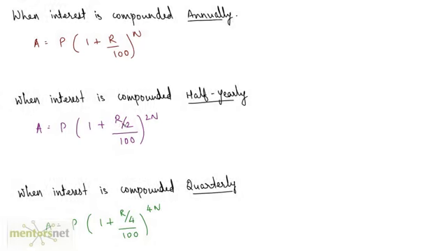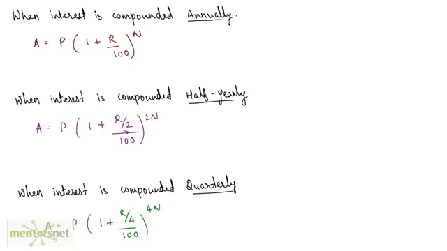Let us now look at some subtle differences in the formula of compound interest based on whether it is compounded annually, half-yearly, or quarterly. Now you know this formula. When the interest is compounded annually, the amount is equal to the principal into 1 plus rate upon 100 raised to the time period. When the interest is compounded half-yearly, you have to halve the rate and double the time period, right? So the formula becomes A is equal to P into 1 plus half of the rate upon 100 raised to twice the time period.